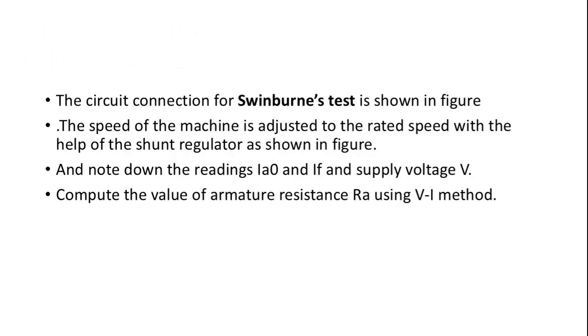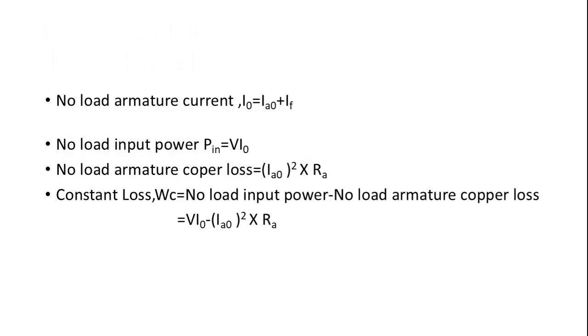To perform Swinburne's test, adjust the machine speed to the rated speed using the shunt regulator. Record the readings of E as 0, if, and supply voltage V. Compute the armature resistance RA using the VI method. The no-load armature current, input power, and copper loss are calculated using these formulas. Constant loss is also determined to evaluate the machine's efficiency.